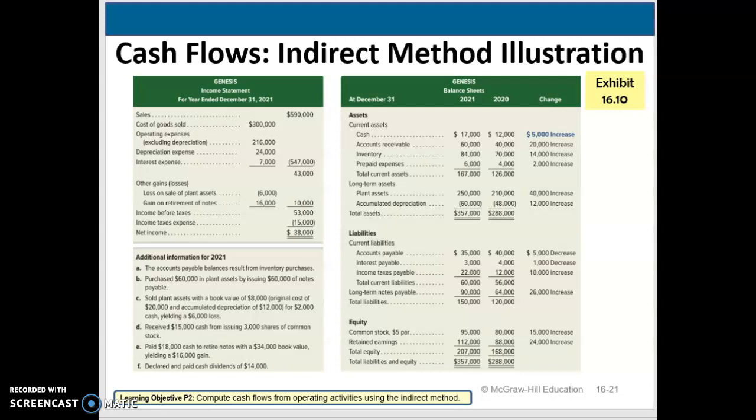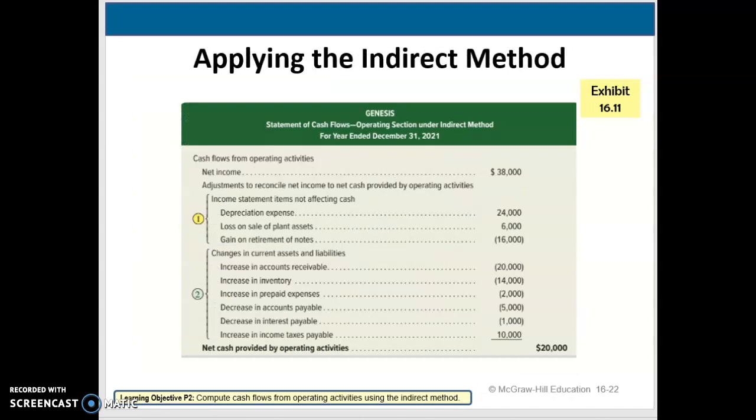So this is the information that we need to start preparing our statement of cash flows using the indirect method. So now let's look at that. We're going to start with our net income, and it's going to make two types of adjustments to arrive at the cash flows from operating activities. Adjustments to the accrual method based on net income are going to include two things.